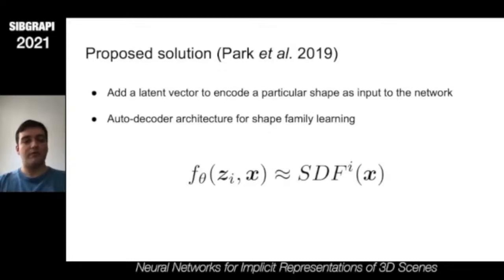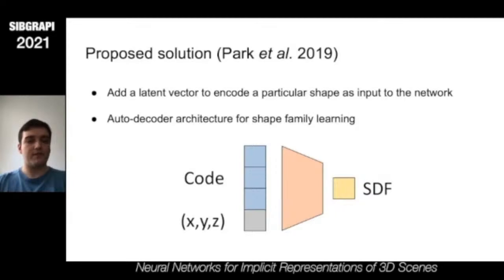More formally, now our function f receives as input the latent vector z for function i and a sample x in R3. This approximates the SDF of the ith object given that sample x in R3. More graphically, instead of passing only the point sample as input to the network, now we also pass the latent code for that particular object as input. The network then tries to find the best code to optimize this.